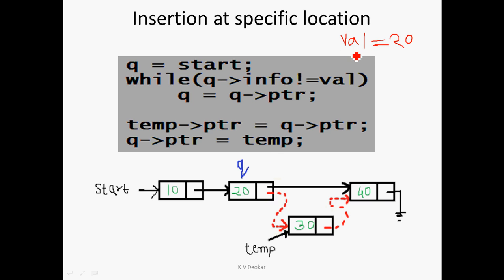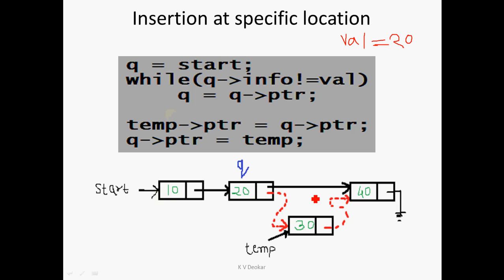Here we'll ask the user for a val. Val is an integer variable where the user will insert a value, say 20. Whatever the user wants to insert should go after 20. So after 20 a new node will be added, and that new node will point to 40. The new list will be 10, 20, 30, 40. The previous list was 10, 20, 40.